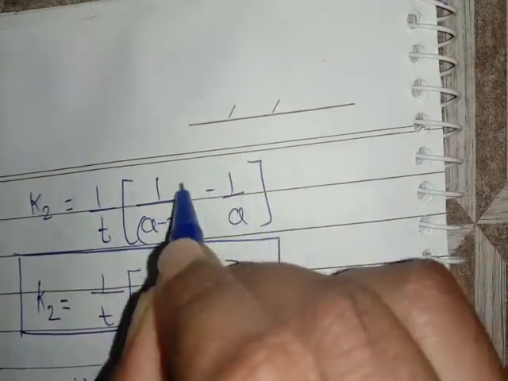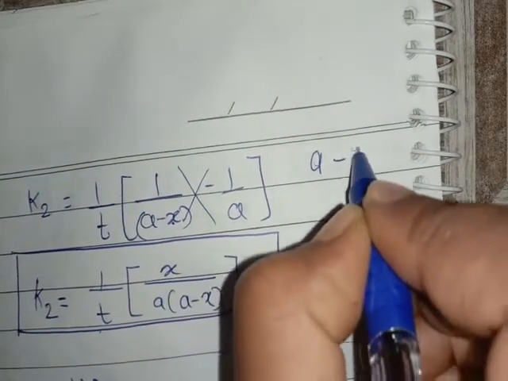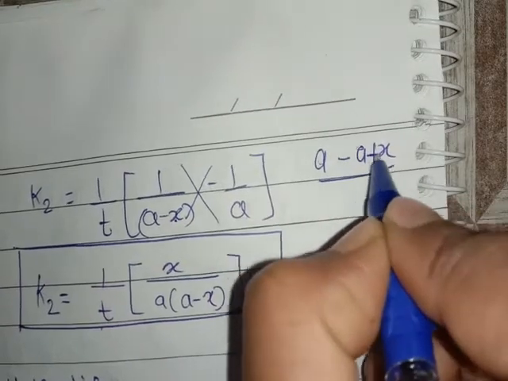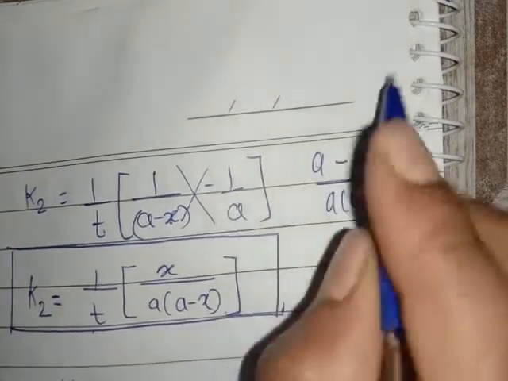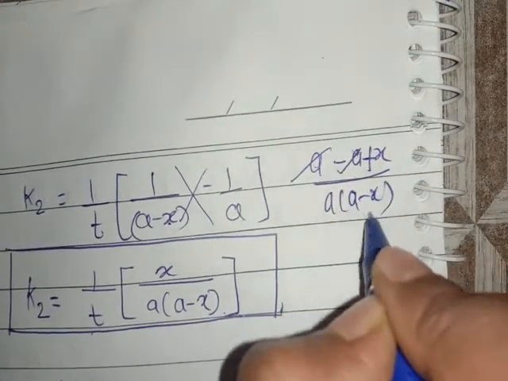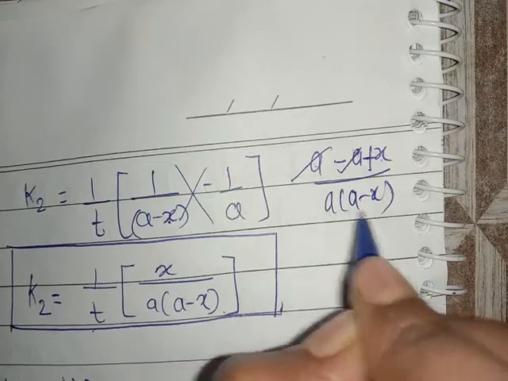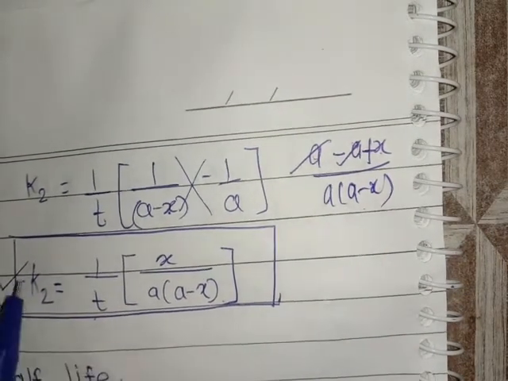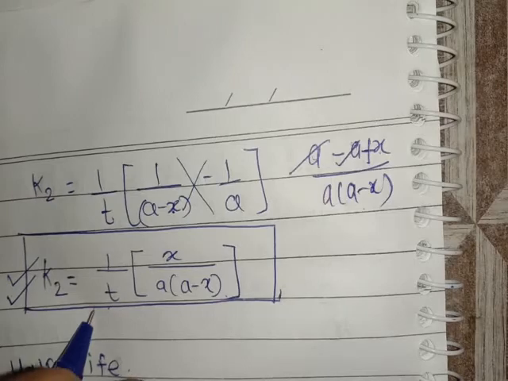Here we have to do the cross multiplication: a minus x upon, so minus becomes plus, upon a into a minus x. So here a is cancelled, so remaining is a plus x upon a into a minus x, and that is the final expression of the equal initial concentration of the second order reaction.